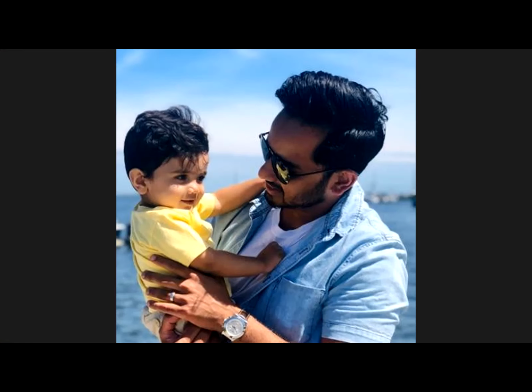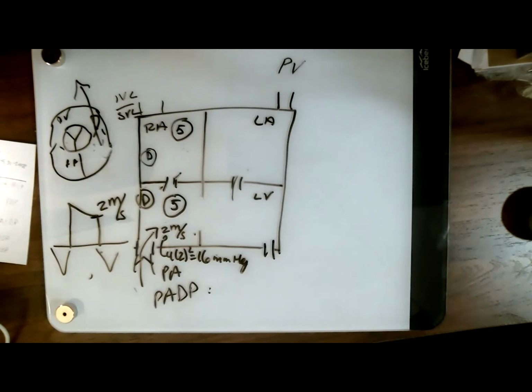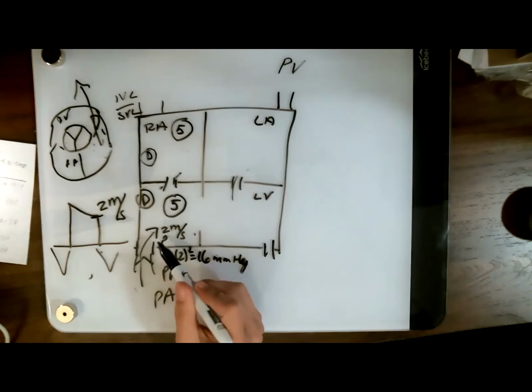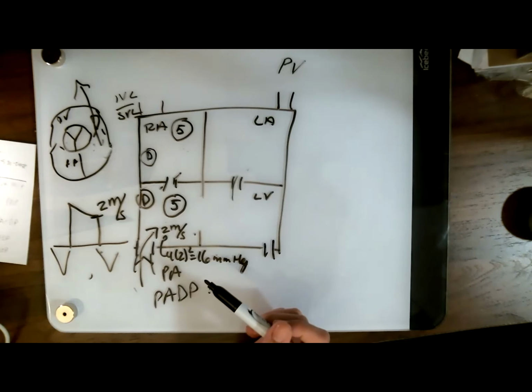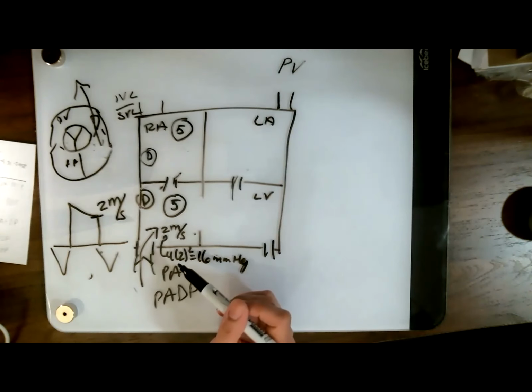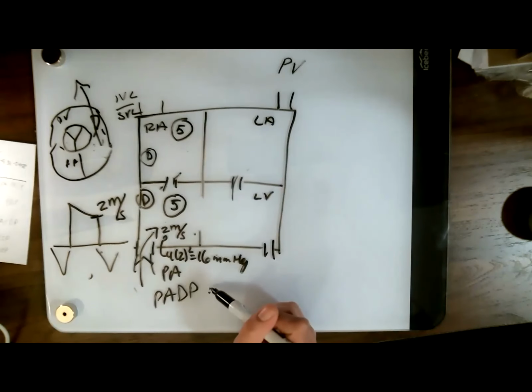I can't see the screen. I'm sorry. Is that 16, or is that the gradient? Oh, it's 21. Great. So the pressure drop across is 16. Can you guys all see my blackboard? Yeah, we're all sitting together in the fellows room and watching it on the TV. Good. So that's PADP would be 21.